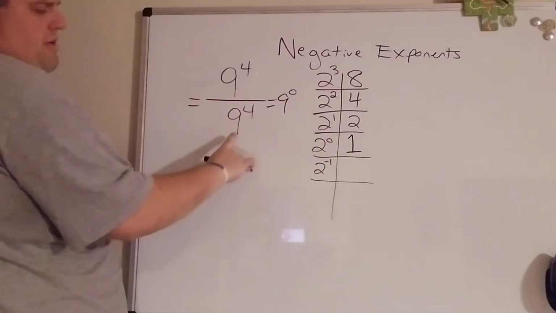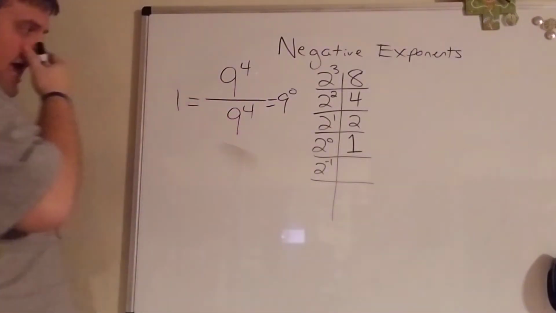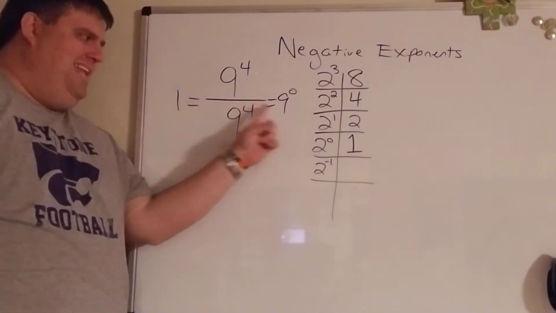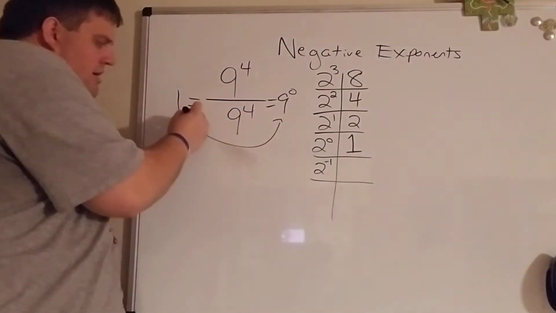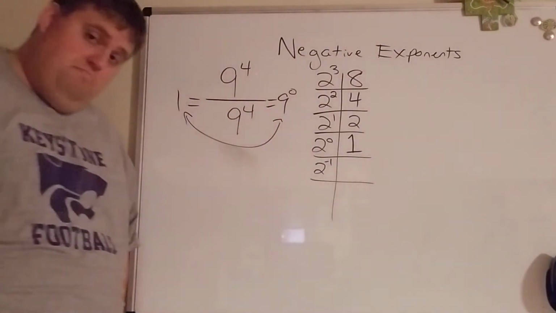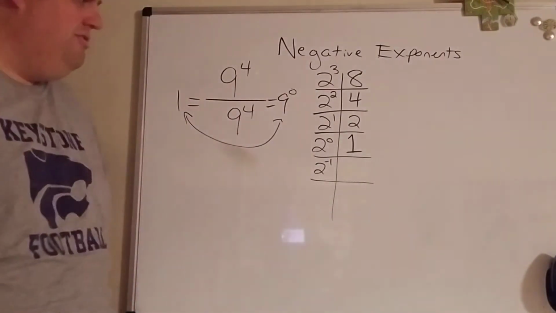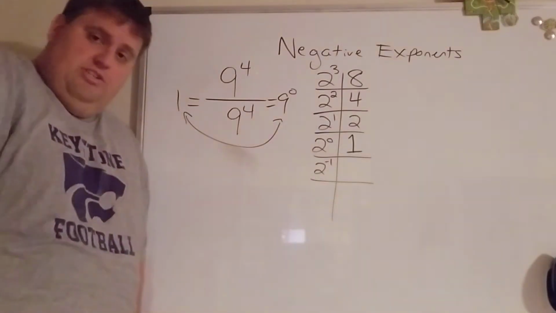But we also know that when we have the exact same thing on the top and the bottom of a fraction, that has to equal 1. So if this equals 1 and it equals 9 to the 0 power, then 9 to the 0 power has to equal 1. So there's some really cool mathematical properties on why that's true. It's just going to be hard to remember. So anything to the 0 power is always 1. You just got to remember that.